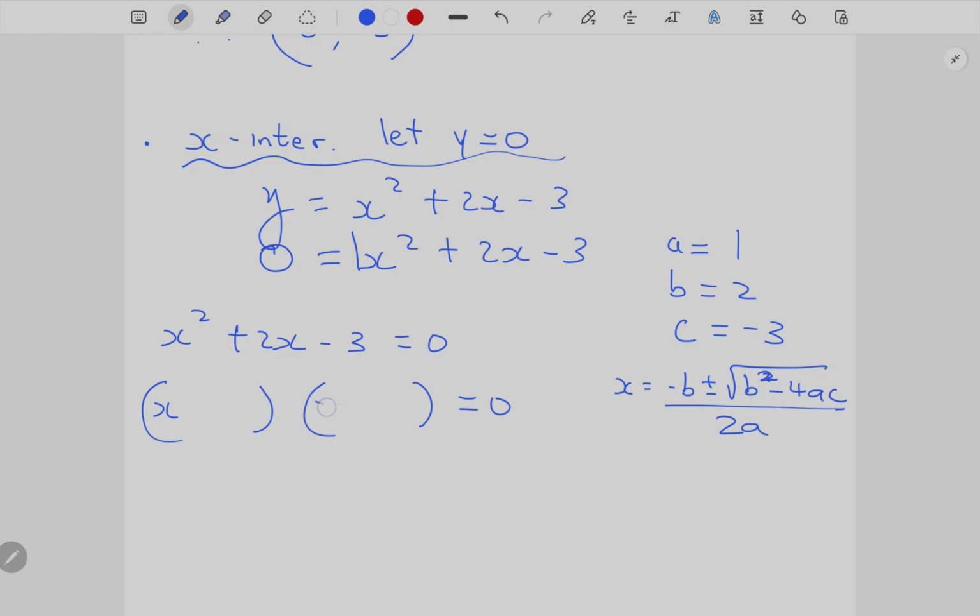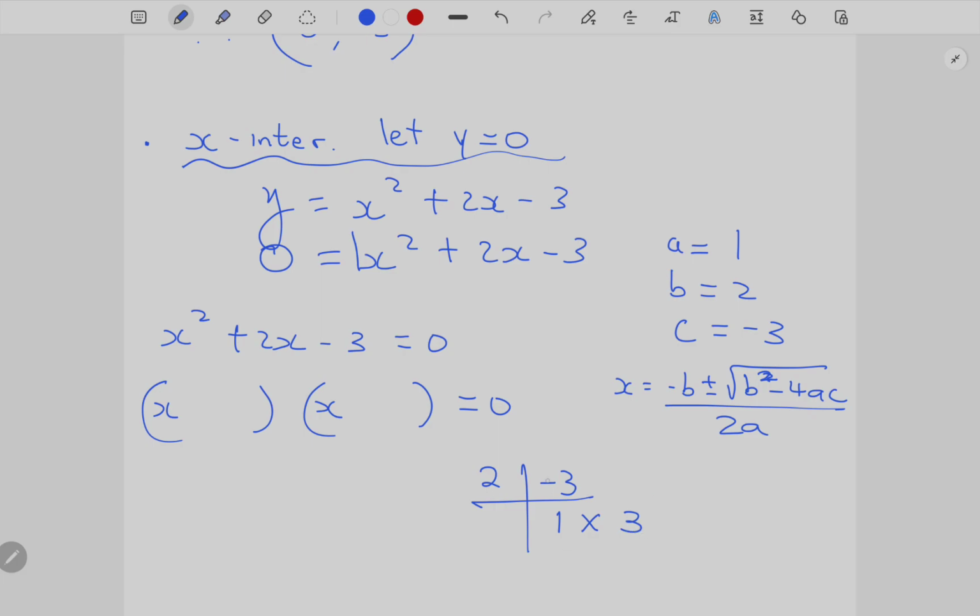For x squared it is x and x. Then we want 2 numbers that when you multiply, they give us -3, and the same numbers when you add, they give us 2. The factors of 3 are 1 times 3. But now this is -3, it means one number must be negative, another number must be positive.